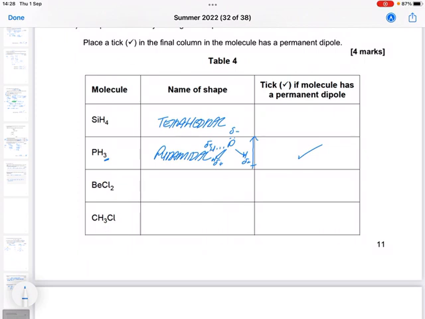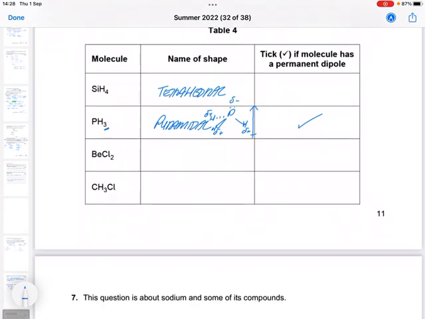BeCl2, so beryllium is in group 2. Chlorine brings 1 electron each. It's got a single unpaired electron in its outer shell. So 2 plus 2, that's 4, divided by 2. So that's going to be 2 covalent bonds around the beryllium. There's 2 bonds here. No lone pairs. So that is going to be linear. And again, if I was to just draw that, so that would be δ minus. That would be δ plus in the middle, which means because the δ plus is in the middle, the dipoles will cancel out, which means this is going to be non-polar, so I must not tick that box.